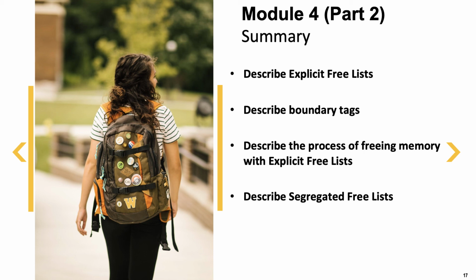So as we walk away from this video and this module, remember this is the last video of module 4. We want to be able to describe explicit free lists, describe those boundary tags, and describe the process of freeing memory with explicit free lists. Remember, it's a little more complicated, but not by much. If we just take our time and follow those pointers, we're going to be in good shape. And let's be able to describe segregated free lists, both how they work and what some of the benefits are.